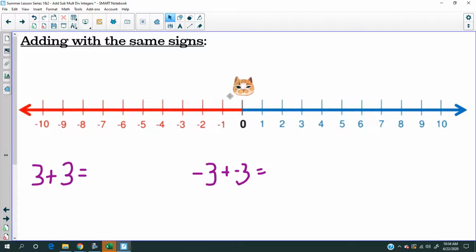So here we have our cat, right? By the way, if you notice, the cat has like one eye bigger than the other. All right, I thought that was interesting to me.